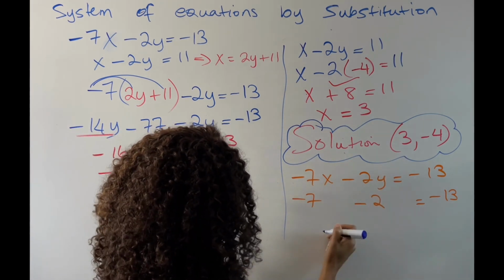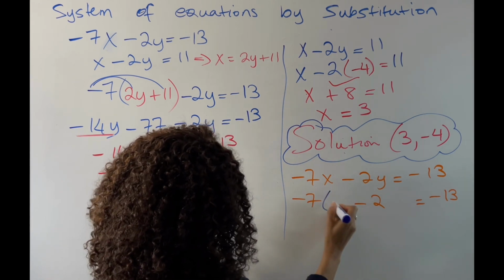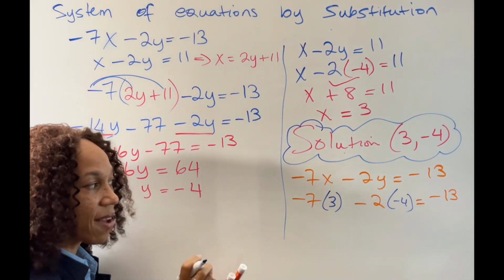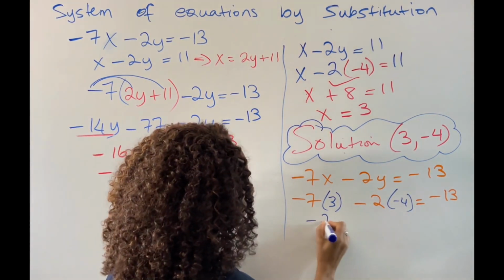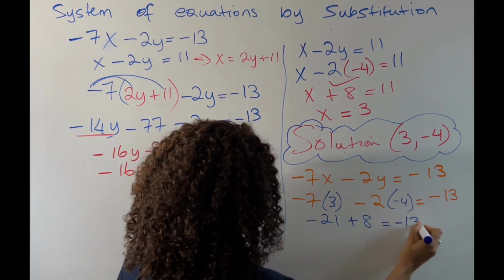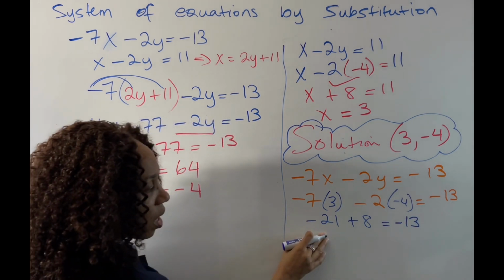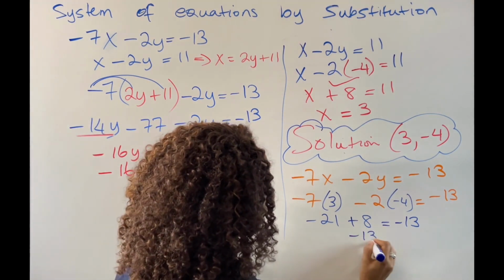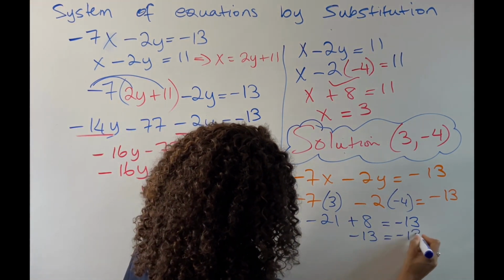So in the solution here, your x is 3. So you're going to replace that with 3, and your y is negative 4. So negative 7 times 3 is going to be negative 21, plus 8, equals negative 13. Negative 21 plus 8 is indeed negative 13. Negative 13 equals negative 13.